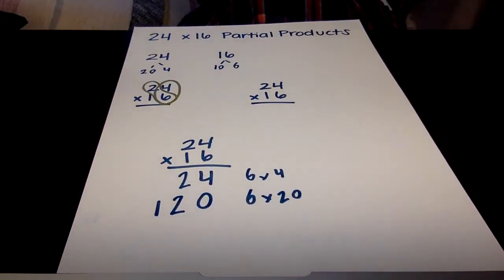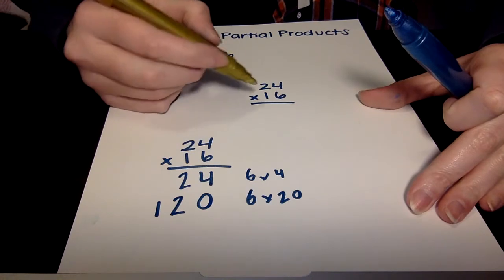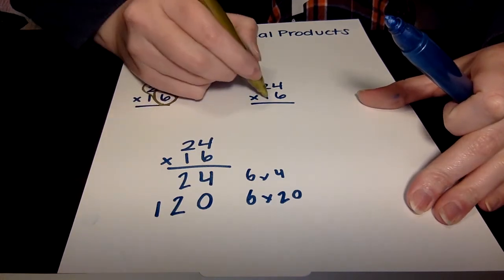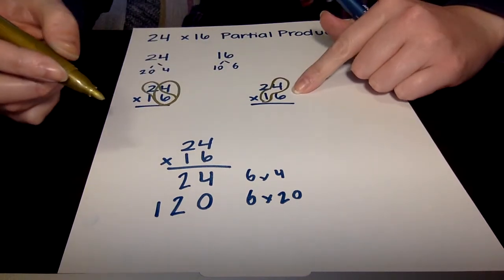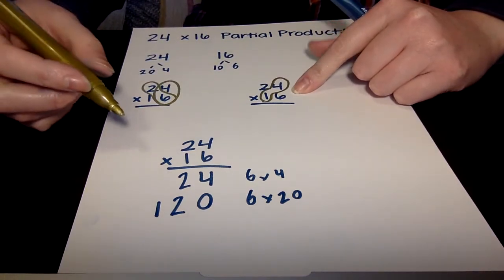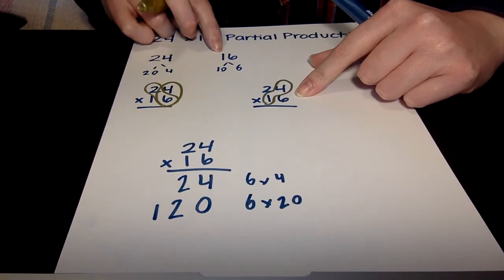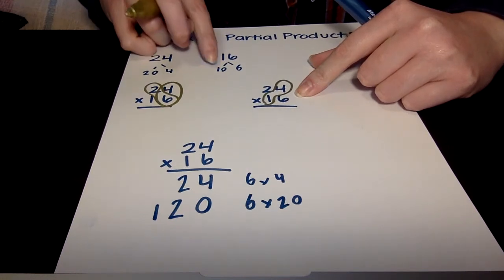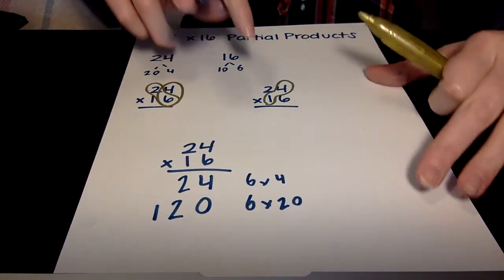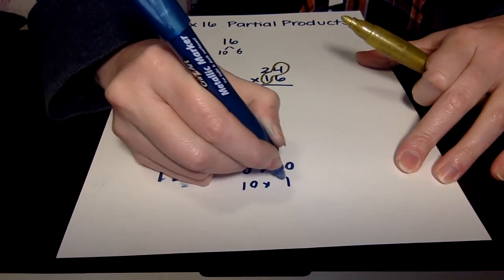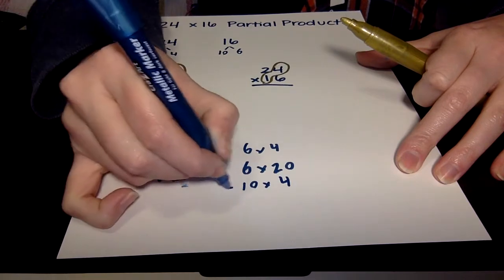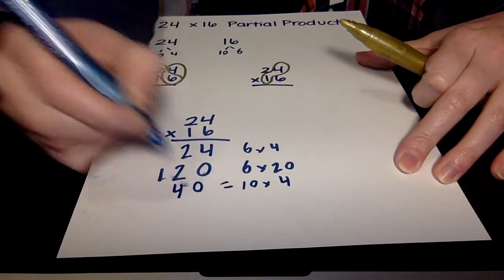The next part of the problem that I do is I go to the tens place of my bottom number and I multiply it by the ones place of my top number. That gives me what looks like 1 times 4, but I have to remember that the value of this 1, because it's in the tens place, is 10. So what I'm really doing is 10 times 4, and I'm going to write that out to the side. 10 times 4 gives me a product of 40.